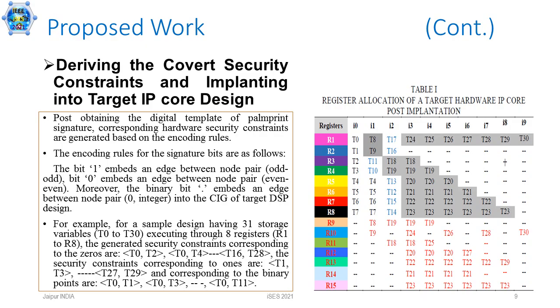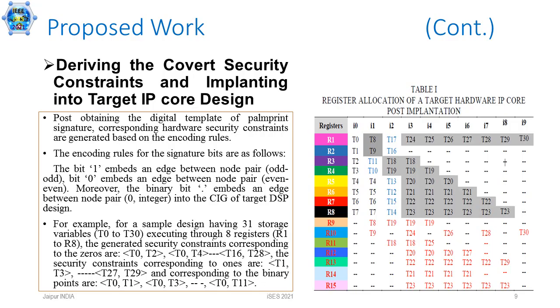Now, once these 3 unique characters are found, we devise an embedding rule for them. Bit 1 would embed an edge between an odd node pair, 0 would embed an edge between an even node pair, and dot would embed an edge pair between 0 integer into the colored interval graph, or the register allocation phase, of the target DSP design. For example, 0 integer could be T0, T2, T0, T4 and so on. T refers to the storage variable here, so we are referring to storage variables within the scheduling graph of the design with the help of variable T. And odd would mean it could be, for example, T1, T3, T27, T29 and so on.